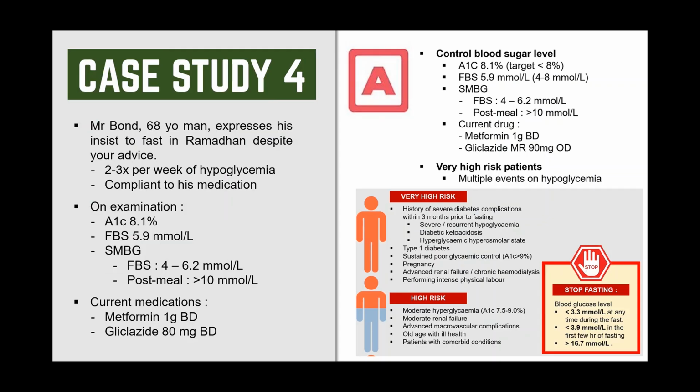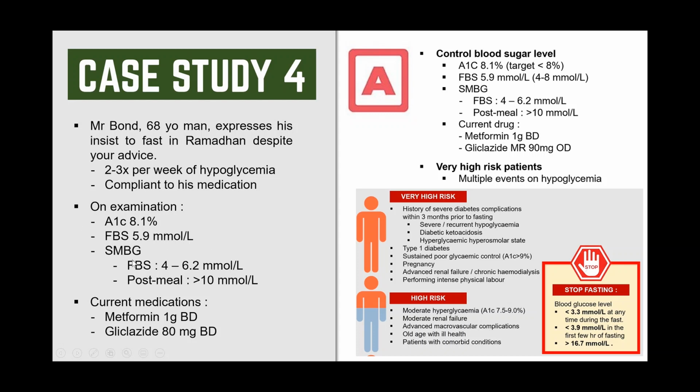Let's do the case study. Mr. Bond, a 68-year-old man, expressed his insistence to fast in Ramadan despite your advice. He has twice or 3 times per week of hypoglycemia, and he is compliant with his medication. So this can be the subjective part of the SOAP. On examination, his HbA1c level is 8.1% and the fasting blood sugar is 5.9 millimole per liter. We can say that he is quite good in controlling the blood sugar level.